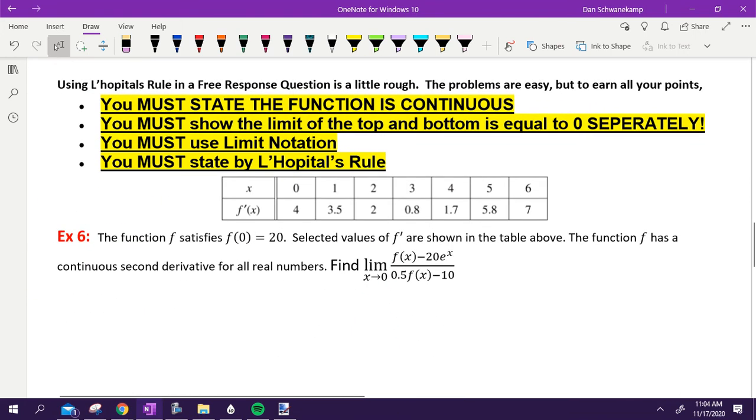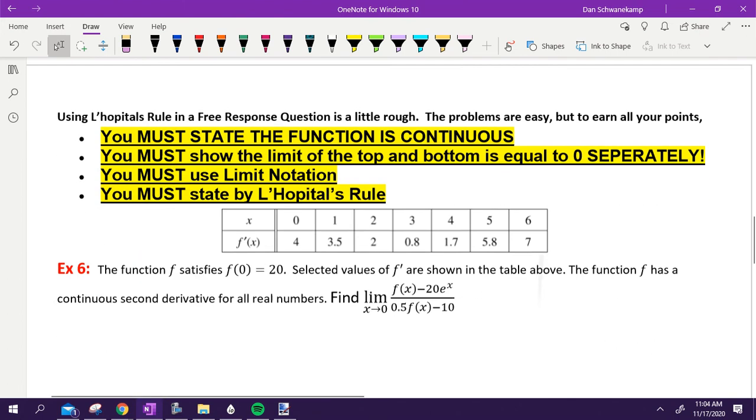L'Hopital's questions are pretty common on the free response part. They are the most annoying to make sure you're justifying correctly because you don't really need to do anything. You just want to jump into it, like on the front side, we just jumped into these problems.